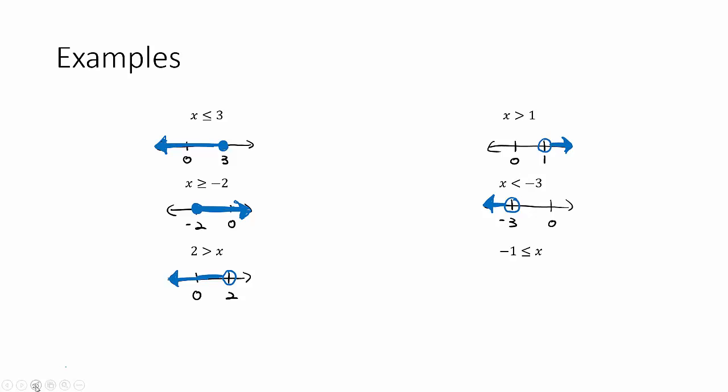We really need to think about what's bigger and what's smaller. Is the variable bigger or smaller? And that's the side of the number line that we shade.